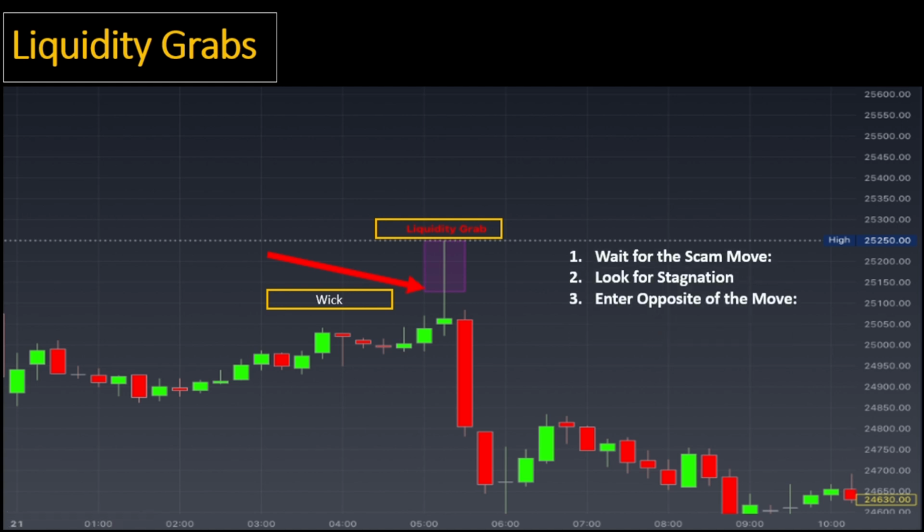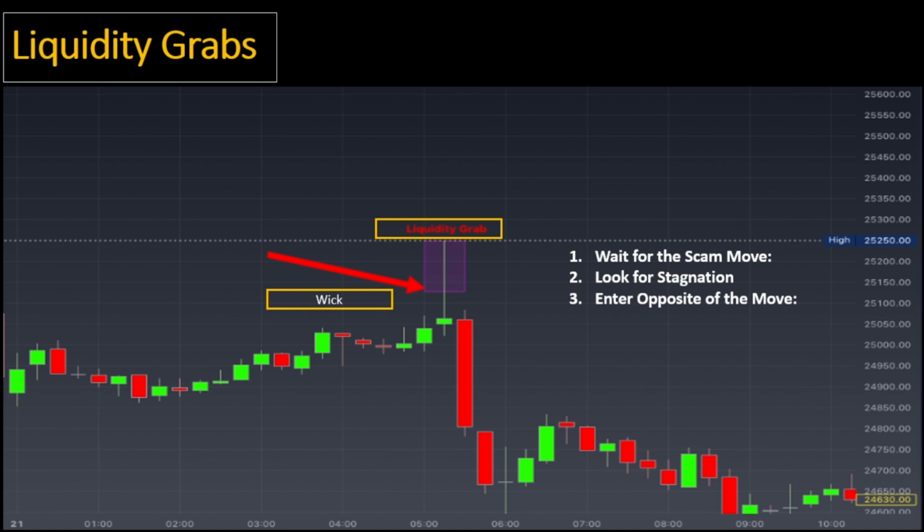1. Wait for the scam move. Monitor the market for sudden pumps or dumps that might be indicative of a liquidity grab. 2. Look for stagnation. Once you spot a manipulation move, wait for the price action to stabilize or stagnate. 3. Enter opposite of the move. Enter your trade in the opposite direction of the initial scam move. This approach can help you capitalize on the market correction after the manipulation.